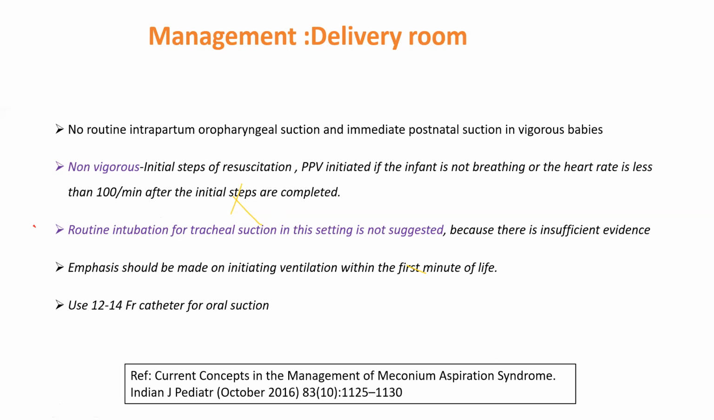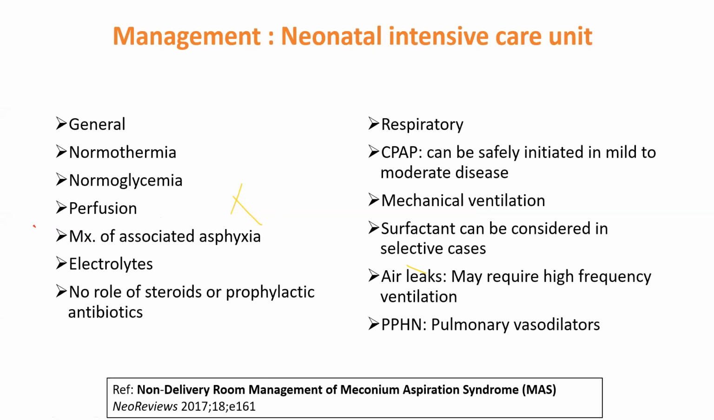Emphasis should be made on initiating ventilation as early as possible, and a higher bore catheter should be used for suction because the meconium can be thick and it may not be easy to remove the thick meconium from the oral airways. So the management involves general management, ensuring normothermia, normoglycemia, normal perfusion, and treating associated asphyxia, because in the case of a non-vigorous baby there would be associated asphyxia, so we have to take care of that. We have to take care of dyslipidemia. There is no role of steroids or prophylactic antibiotics.